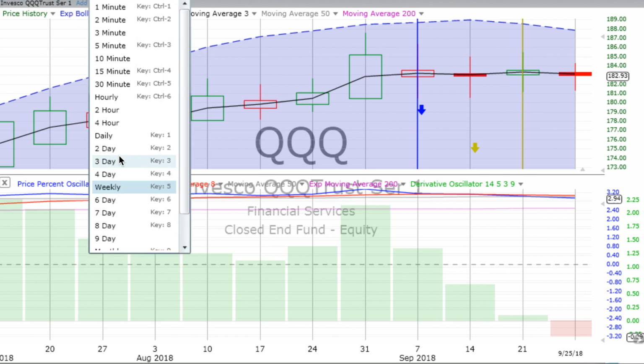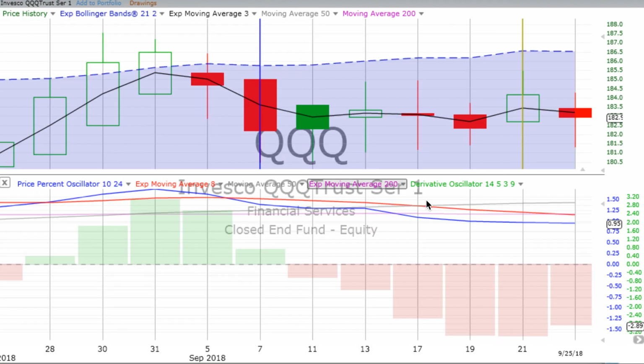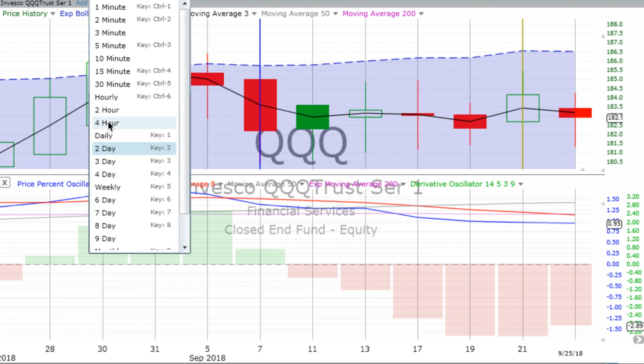We go from the weekly to the 2-day candle. What do we see there? Well, again, that's a red spinning top, indecision tending down, price percent oscillator still heading down, derivative oscillator losing some downward momentum. So we're keeping our eye on things. Now remember, we've got both the 2-day in a confirmed down move and the weekly in a confirmed down move. So we have the ability to jump into a trade.